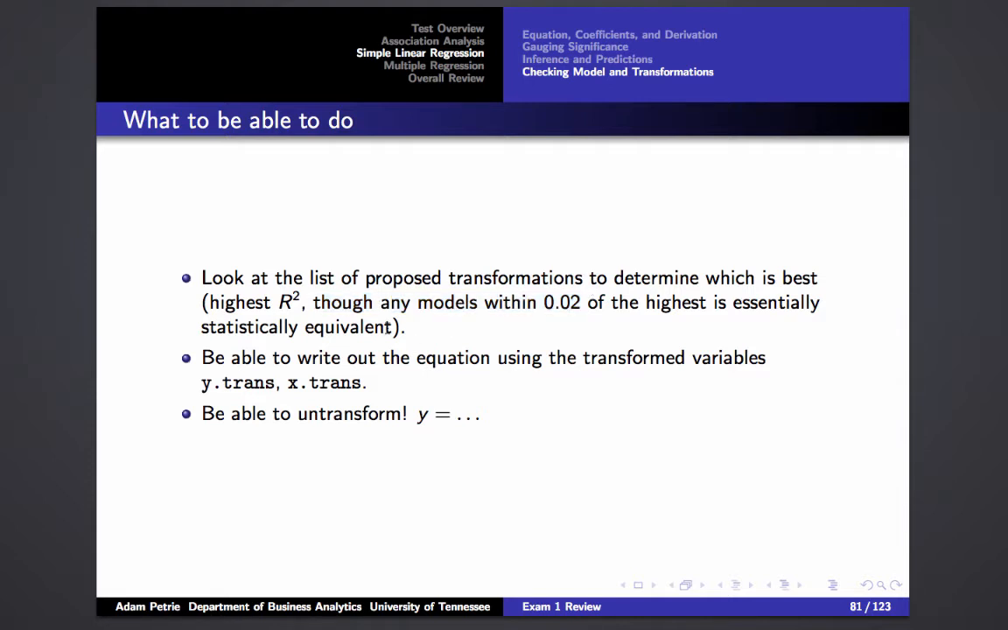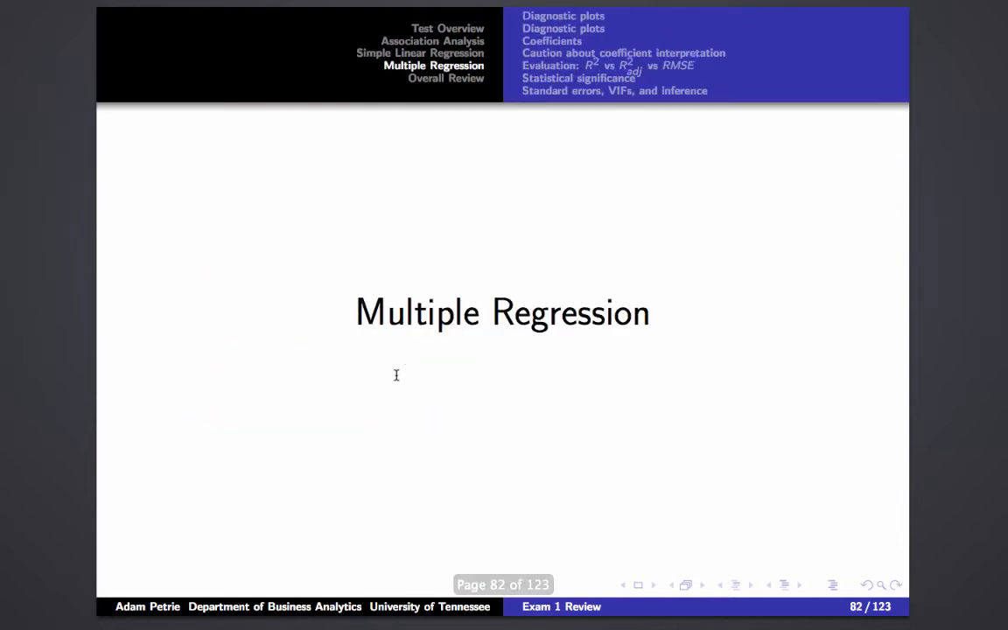Okay, so once we have the correct transformation, I'll give you regression output in the terms of predicting y.trans from x.trans and be able to untransform. So rewrite the equation in the form y equals ... So go back and look at homework 5 and activity 5 where I had you do this activity. Guess what? It's going to be on the exam.